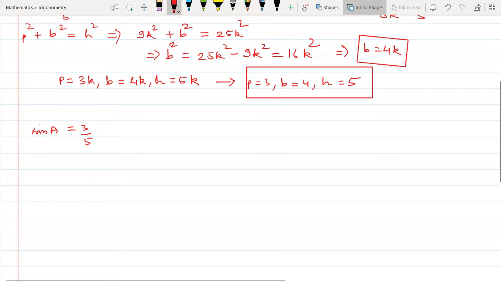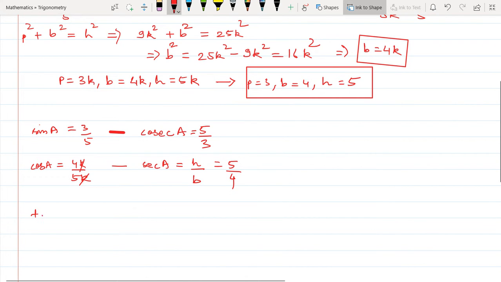This is given. If this is given, then I know that cosec of A is the reciprocal of sine of A. So it will become 5 by 3. Cos of A is equal to 4k by 5k, so it will be 4 by 5, because it is base upon hypotenuse. And if I know that cos of A is this, then I know that sec of A is equal to hypotenuse upon base, which is just the reverse of this, so it will be 5 upon 4.